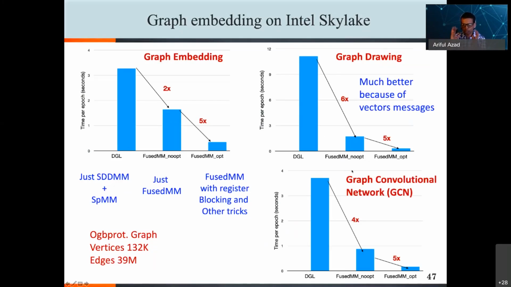So fusing operations and then optimizing the operation will almost always give about an order of magnitude performance improvement with respect to state-of-the-art library.